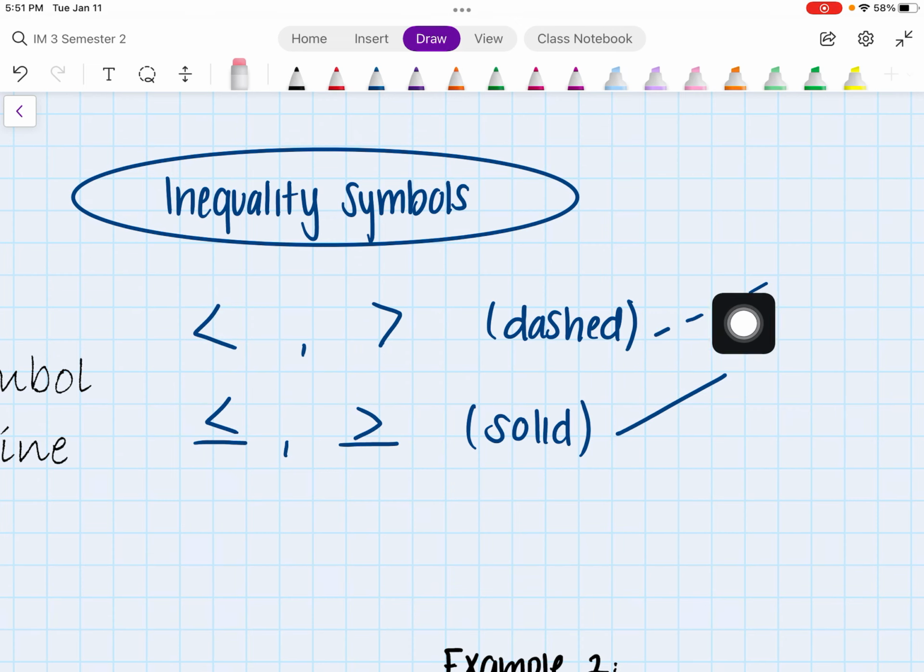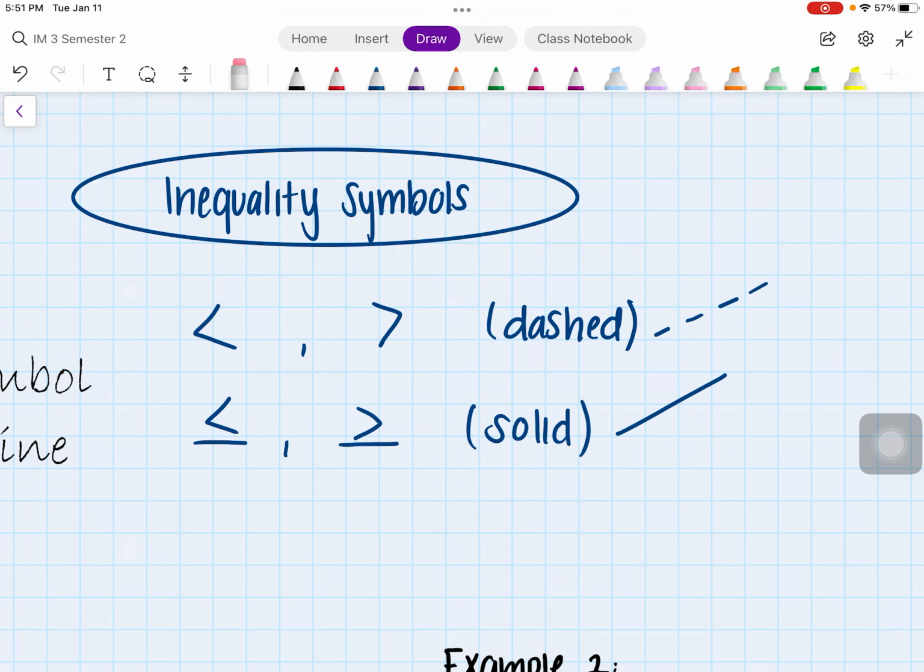Only thing different between these two is obviously the line. If you have in this case a symbol where it's just a less than or a greater than symbol, your line will be dashed. And if it does have a line on the bottom, or an equal to sign on the bottom, it is going to be solid. All right.